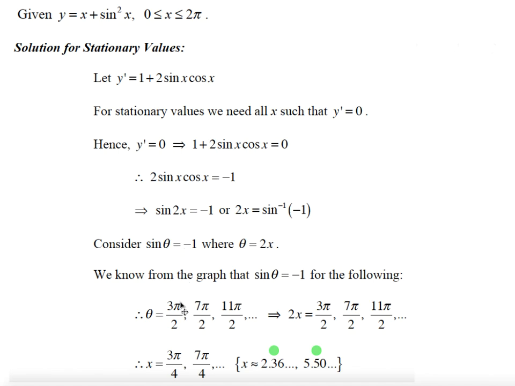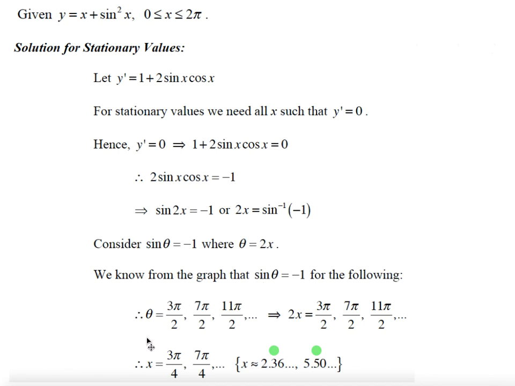firstly, it's -1 at 3 pi over 2, and then if you add 2 pi to that, that's the next place where the sine value would hit -1. Add 2 pi to that, and that's the next place, etc. So you can get a whole spread of values that satisfy the equation where the sine of the angle is -1. Well, the angle in question is really 2x, because we're ultimately trying to solve for x.